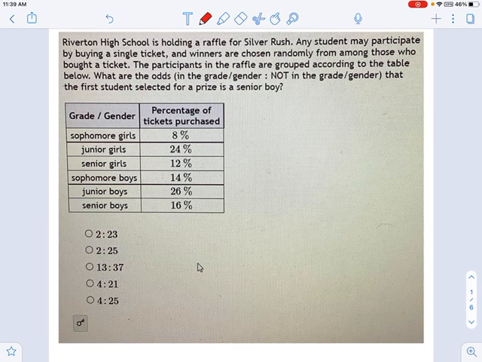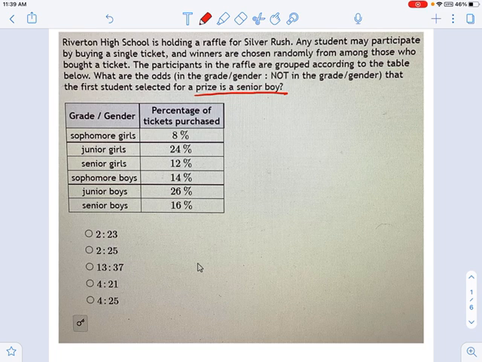Any student can buy a ticket. You can only buy one ticket. You can't buy a whole wheelbarrow full, but you can buy a ticket, and the winner is chosen randomly. So the question is, what are the odds in the grade and gender versus not in the grade and gender? Okay, and I'll explain what that means in a moment. What are the odds that the first student selected for the prize is a senior boy?